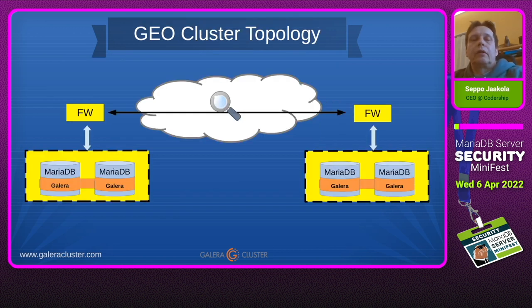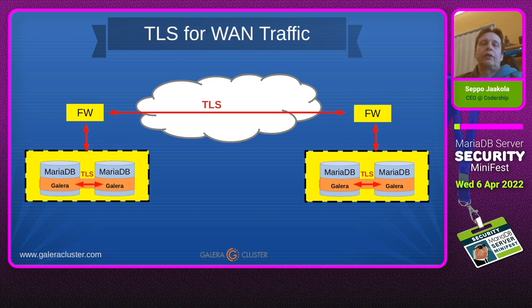Geoclustering: more and more deployments happen in cloud environments and also in wide area networks, and quite usually there is a need to replicate between two data centers, for example. And if this happens in plain text, then you are vulnerable to man-in-the-middle attacks. So for that reason, you should always enable TLS encryption for these connections.